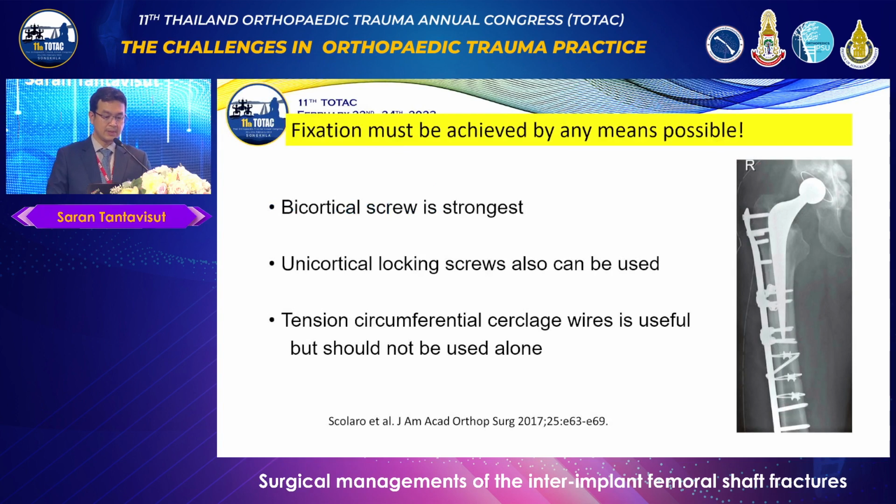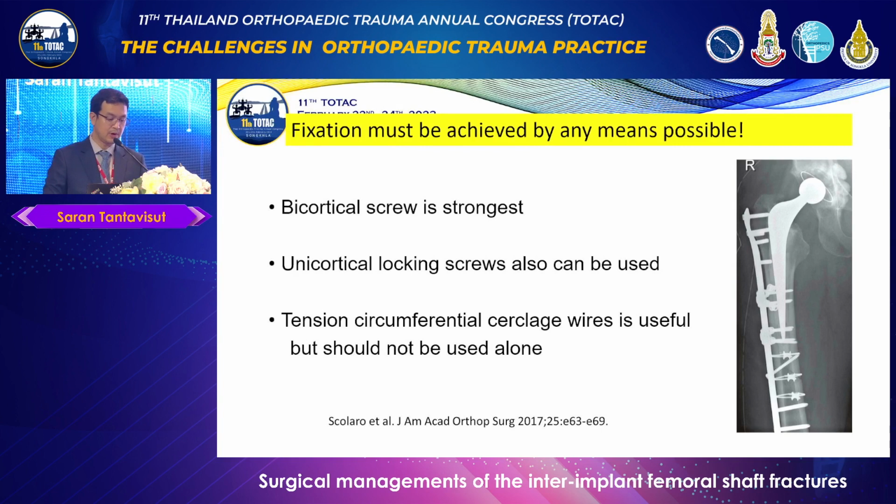The fixation must be achieved by any means possible. That means try to fix it as strongly as possible. You may have only a small segment of virgin bone, or this fracture in a very osteoporotic patient. If you can get a bicortical screw, that is the strongest one. Try to get as many as you can. A VA plate would be an option, or a plate attachment would be your friend. So try to be prepared and make sure that you have enough fixation.